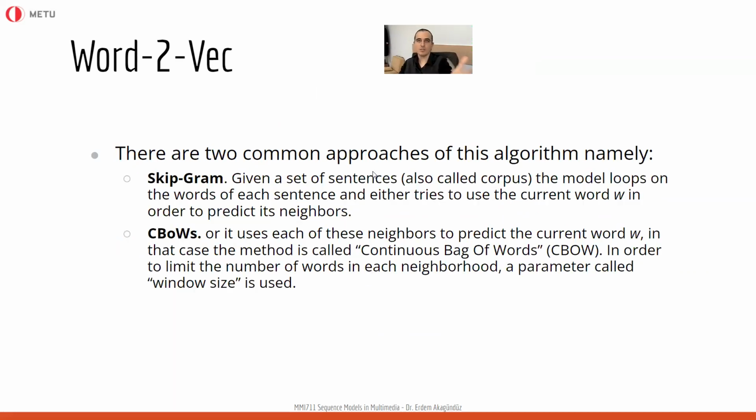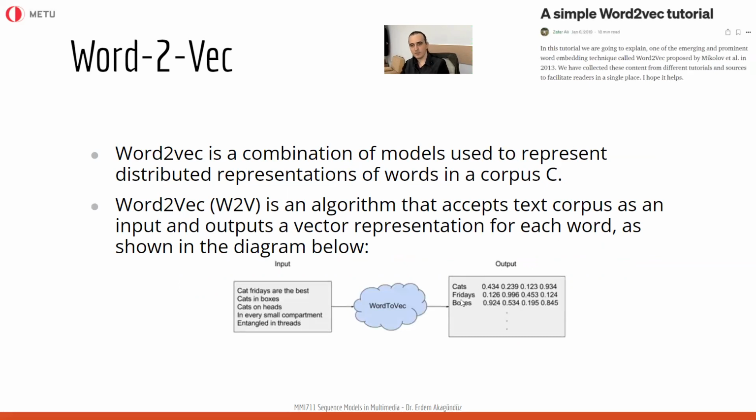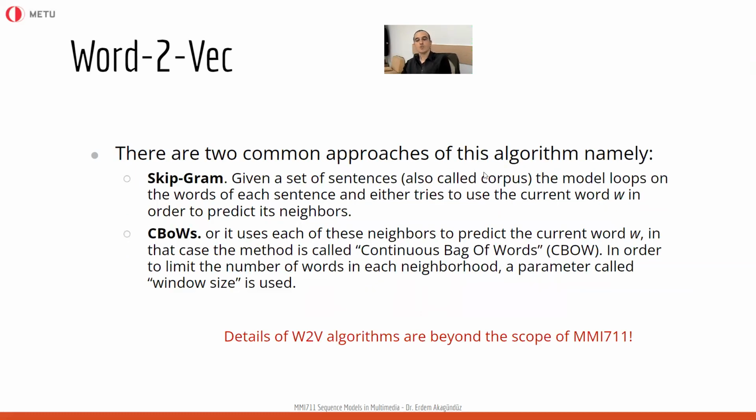For example, these are the most famous two ones, the skip-gram and continuous bag of words, which are beyond the scope of this course. What they do is they provide a vector representation for a given set of sentences, which we usually call a corpus in NLP literature. Okay? So, just like I told you, I'm not going to get into the details of it.